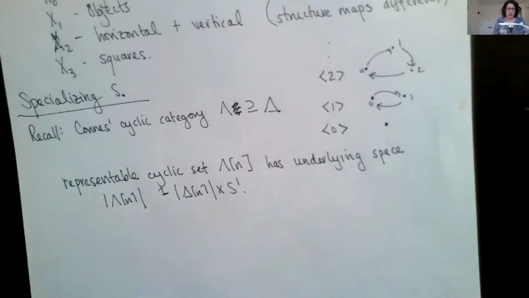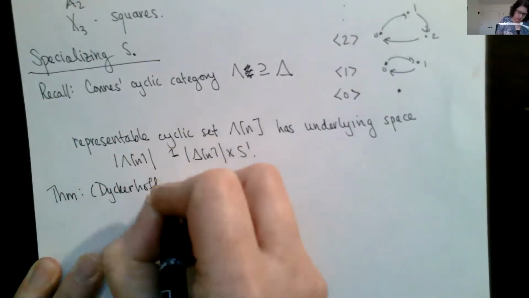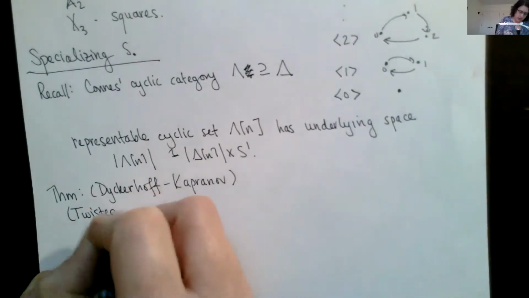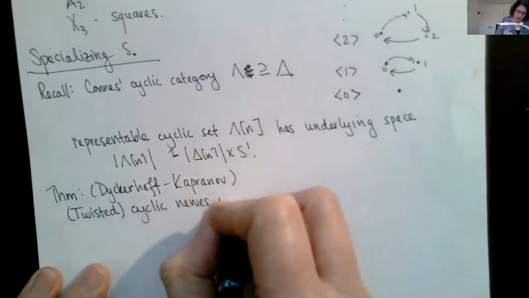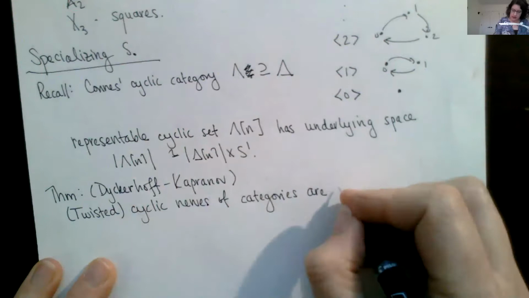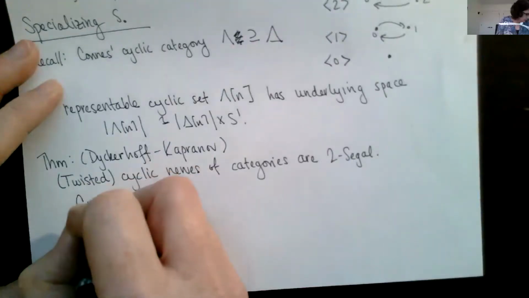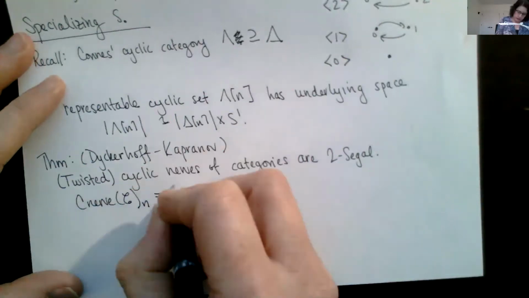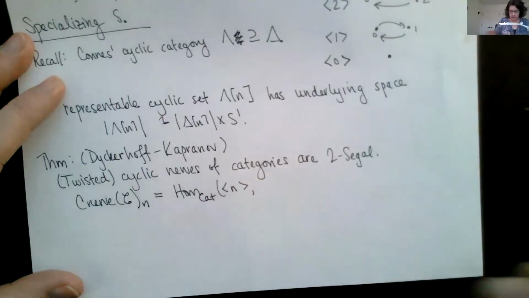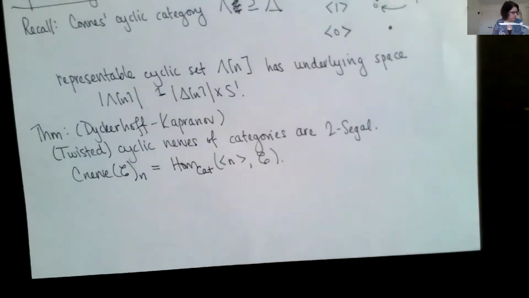So why would this be something that we would be thinking about? There's a theorem, also due to Dyckerhoff and Kapranov. They looked at a twisted variation, but cyclic nerves of categories are 2-Segal. Now, nerves of categories are 1-Segal, but if you take these cyclic nerves, they're not necessarily 1-Segal anymore, but they are 2-Segal. What's this? The cyclic nerve of a category: in degree n, these are just functors into the category, but now we're mapping from this cyclic n rather than the linear n into C. If you do that, you end up getting something 2-Segal.